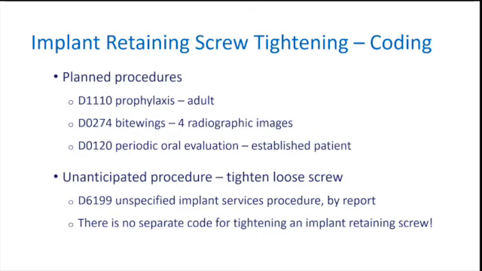Also, you might code D6197, which is a replacement of the restorative materials used to close the access opening. And again, in this case scenario, you would have submitted D1110 prophylaxis adult. You would have also coded for the bite wings that you provided and the periodic oral examination, and then the tightening of the screw using the by-report code D6199.